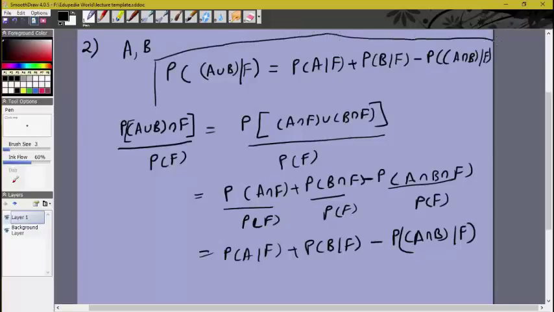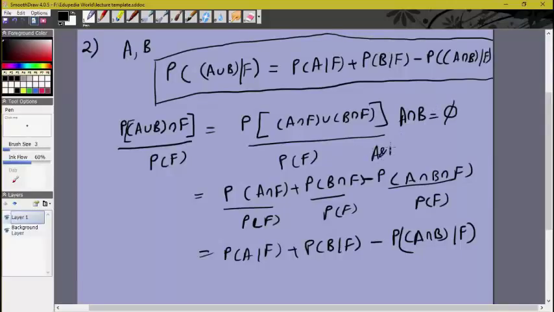And this equation is not generally very useful, you don't need to use it a lot, but it has a special case if A intersection B is the null set. That means A and B have no common events, right? The word to use for that is A and B are disjoint events.